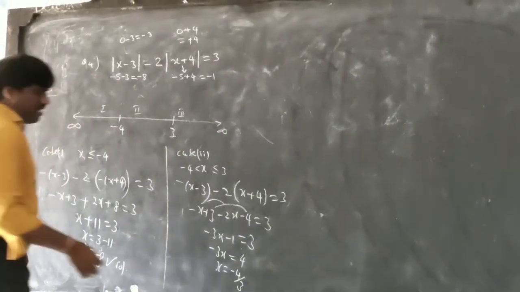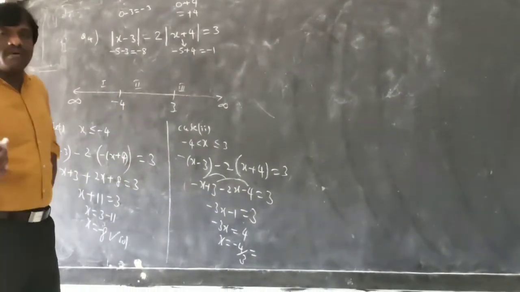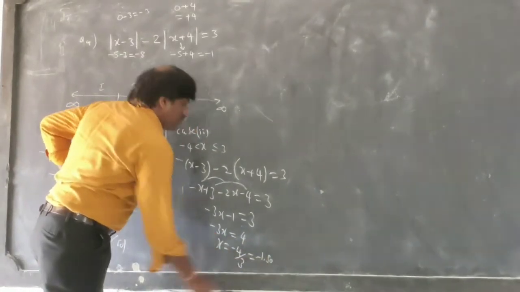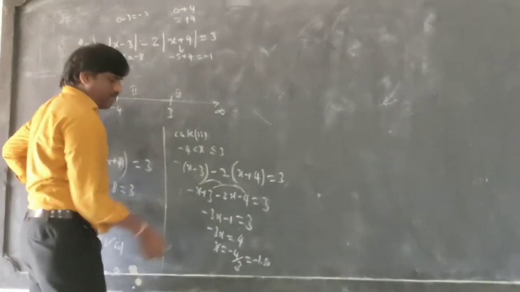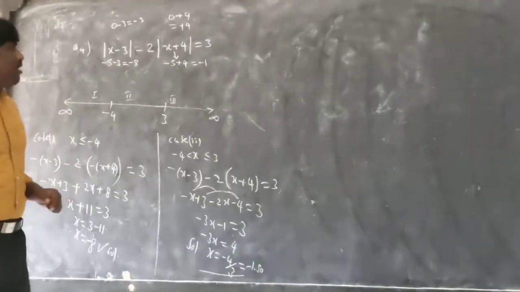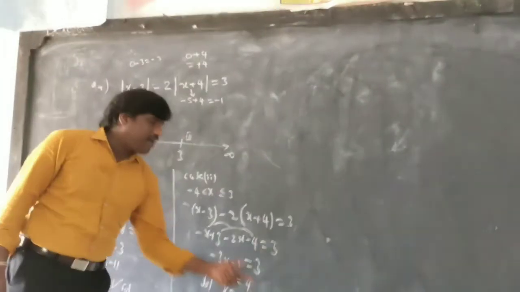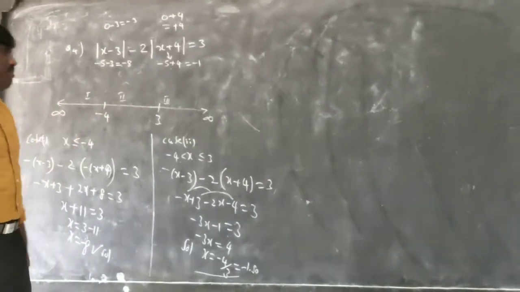So x is equal to minus 4 by 3 is the solution. Let us see, minus 4 by 3 is minus 1 point something. Minus 1 point something will be in this bracket. Yes, it will be there. So this is a solution of this problem. I hope you understand. Minus 4 by 3 is minus 1 point something, which lies in between, so the answer is perfect.